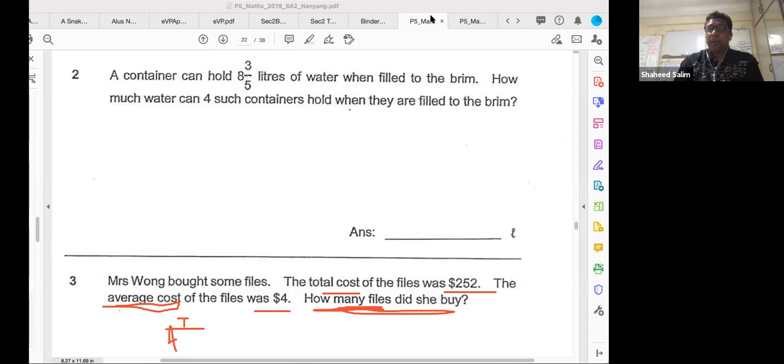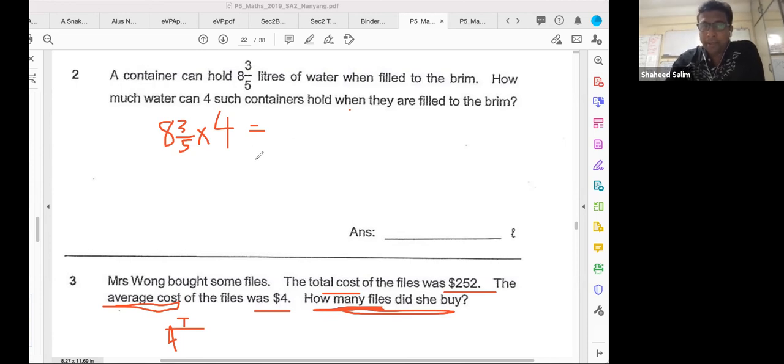Okay. Now we come back to Naomi and Shafia. So one container can hold this amount. You want to know 4 containers, you must times 4. That's all. Just need to do times 4. Now how to do times 5? We're going to ask Putra, how did he do this? Use a calculator, Putra. Okay, how do you do this one?